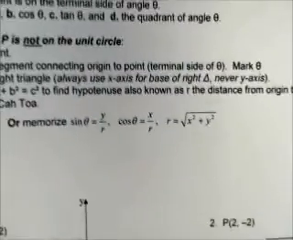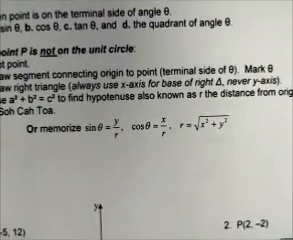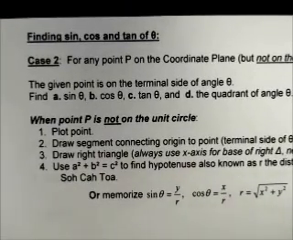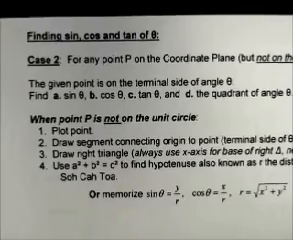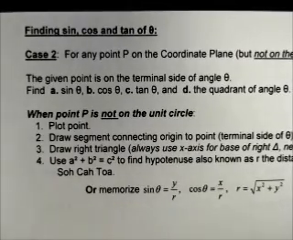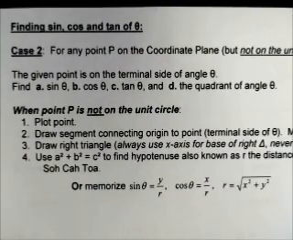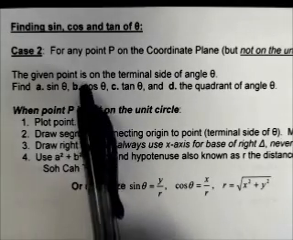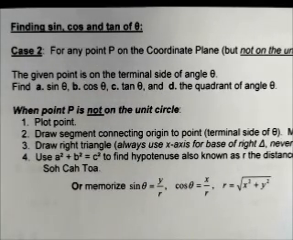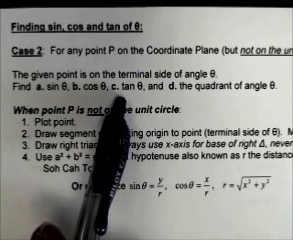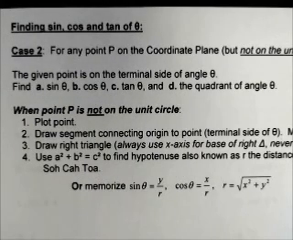Today's video, we start on page 8 of our chapter 9 notes packet, finding sine, cosine, and tangent of an angle, theta. Looking at the second case, the first case was when the point lied on the unit circle. This case 2 is for any point P on the coordinate plane, but not on the unit circle. We're going to look at problems in which the given point is on the terminal side of an angle theta. And we're going to find the sine of the angle, the cosine, the tangent, and we're going to write down the quadrant that the terminal side of angle theta lies in.